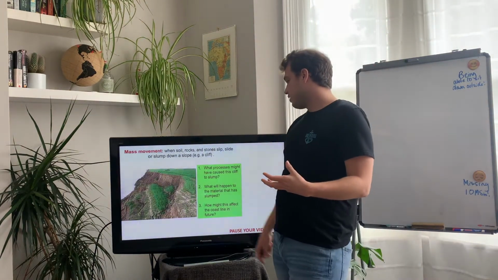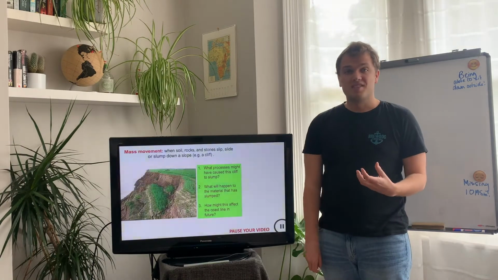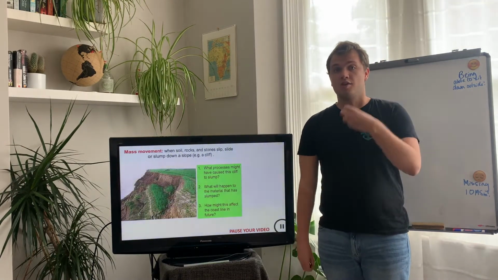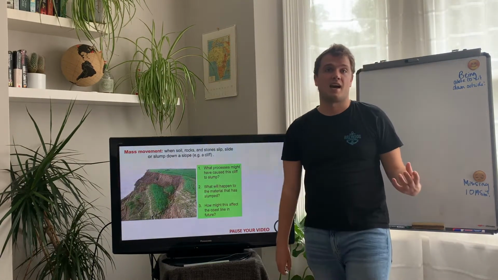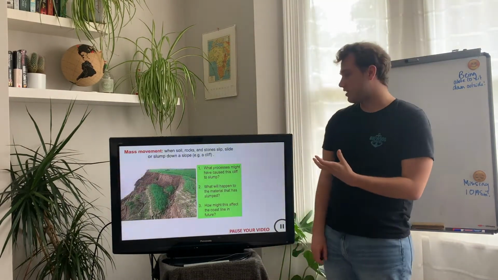What will happen to the material that has slumped? The material will be taken away by the sea. So due to the processes in the sea, those processes of transportation, those materials are going to be taken away. They might then be laid down on a wave cut platform, or they might be carried along the coastline, which we'll come to next lesson.